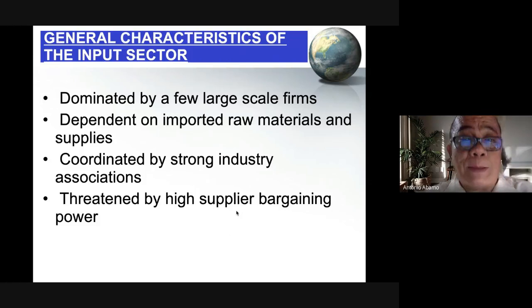in the input subsector. Another characteristic: our input subsector or subsystem is threatened by high supplier bargaining position. Obviously, because we are importing, the supplier from the imported market has an axe to grind. In other words, they have a strong bargaining position against us. They can control the market while we are price takers.